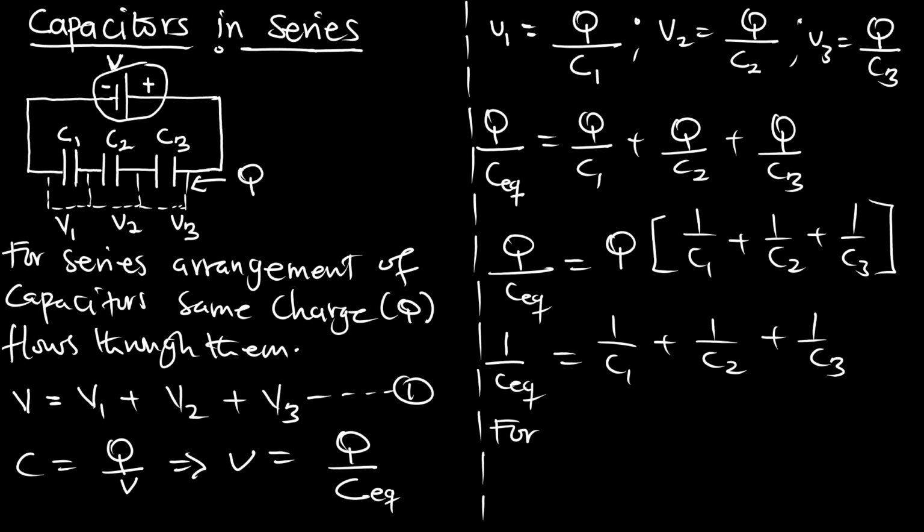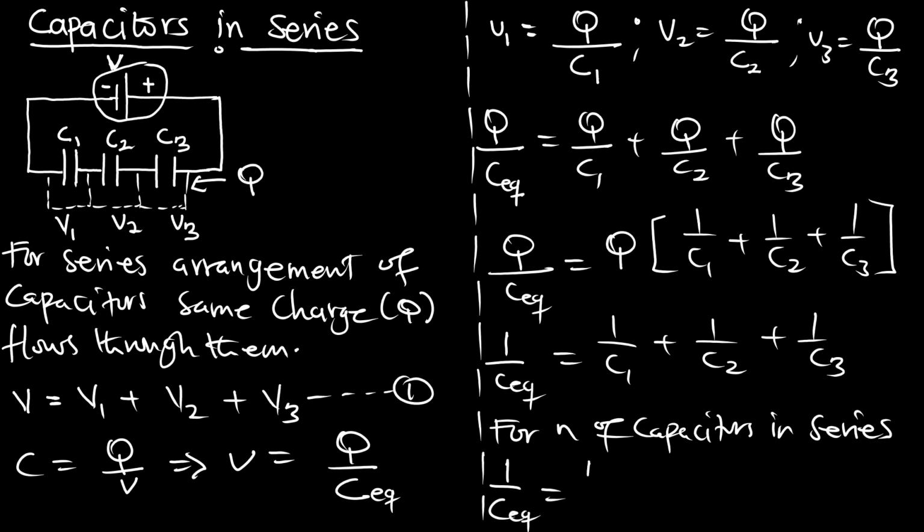So for n number of capacitors in series, the equivalent capacitance, 1 on C equivalent, is going to be 1 on C1 plus 1 on C2 plus up to 1 on Cn. And it is very simple. Are you okay? So you should know how to use the equation and how to also apply them to various arrangements. Are you okay?